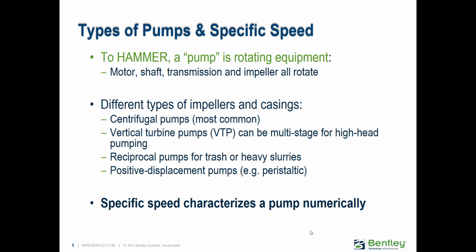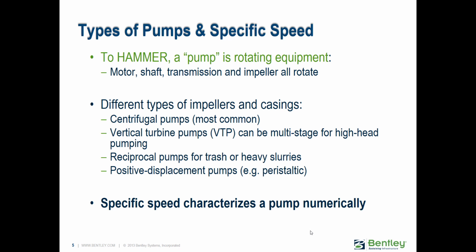So different types of pumps and specific speed. For Hammer, it considers a pump to be rotating equipment, basically. So you've got a motor, a shaft, transmission, and an impeller. They're all rotating. So it's characterized numerically by an input field called the specific speed. And that's something that you enter in the Transient tab of the pump definition. So it's an optional piece of information for initial conditions in WaterCAD and WaterGEMS, but for Hammer it's required because that's how the pump is actually numerically simulated.